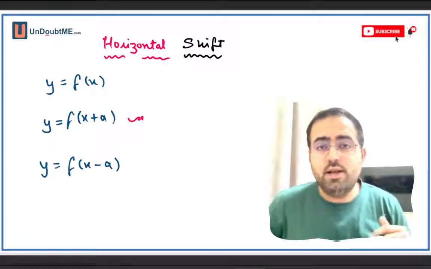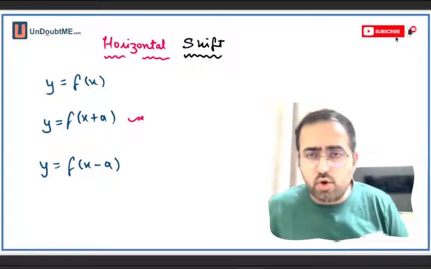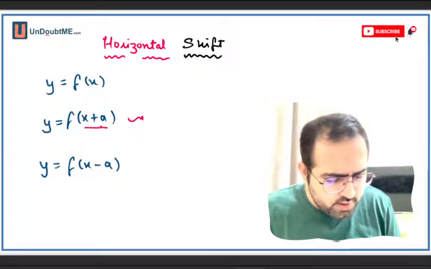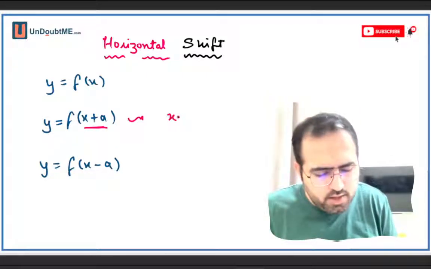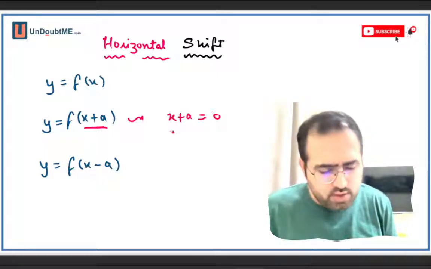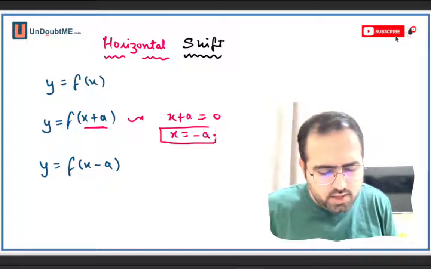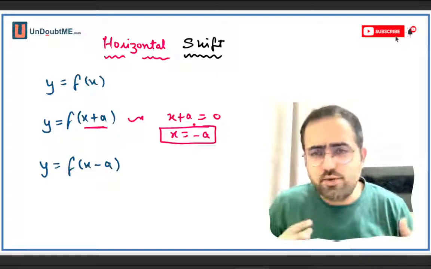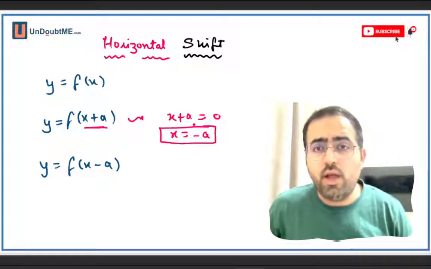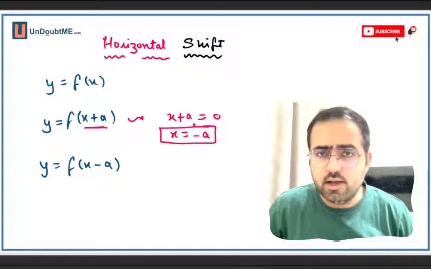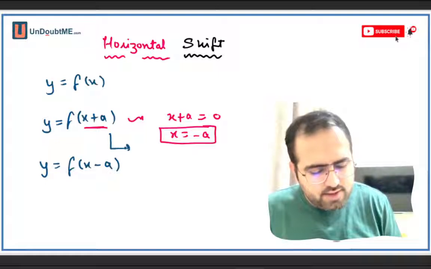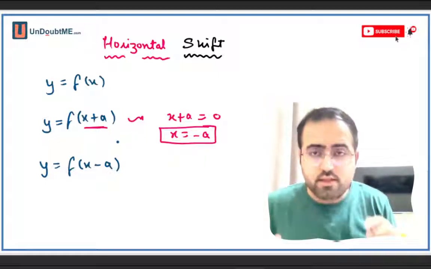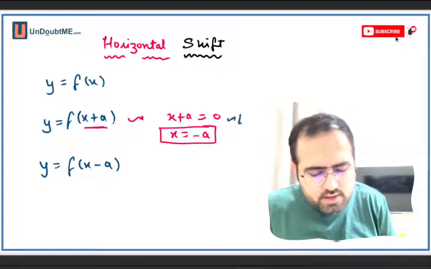Now how do we know whether it is shifted towards the left or towards the right? All you have to do is look at this factor. It will always be in the function, like over here it is x + a. You just put it equal to 0. When you put it equal to 0, you get a certain value of x, and over here the value of x is negative a. Now just use your common sense and think where this x equals negative a can be. It will definitely be towards the left. So I can conclude that f(x + a) is shifting the graph towards the left.